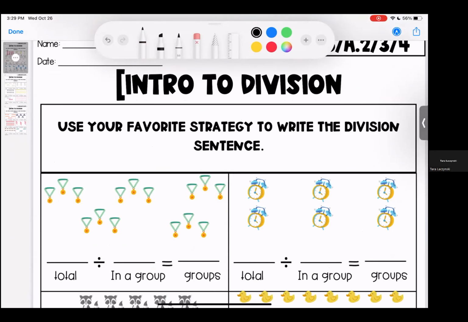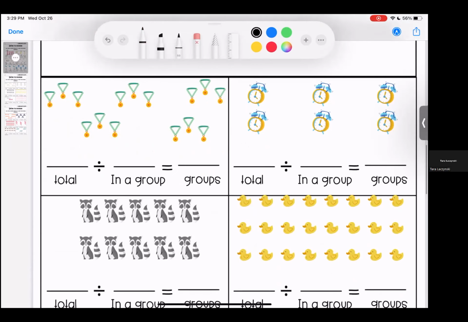Page number 2, we're continuing to talk about division. We're using our favorite strategy to write a math sentence to describe what we have for our pictures here. So for this one, we have 1, 2, 3, 4, 5 groups. Each group has 3. If I counted them all together, there's 15. I can think of this like multiplication. 5 times 3 equals 15. As division, 15 divided by 3 equals 5.